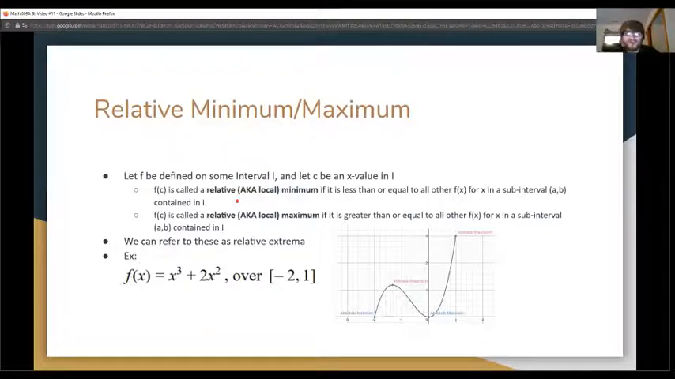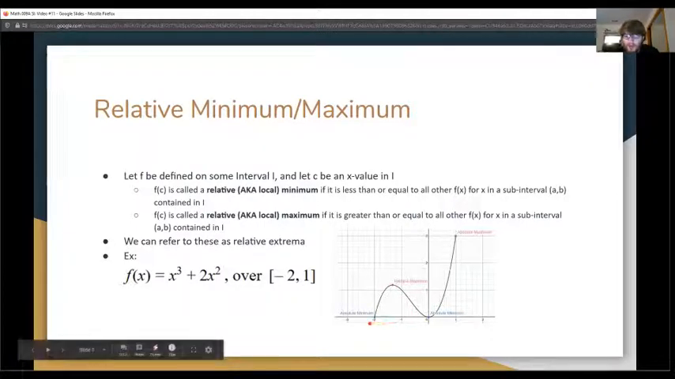Sounds kind of complex, but all it's saying basically is that it's a relative min or max if, relative to all the points directly to the left and right of it, it's like the highest point. So we'll see this in this example here, which is f of x is equal to x cubed plus 2x squared over the closed interval -2, 1.